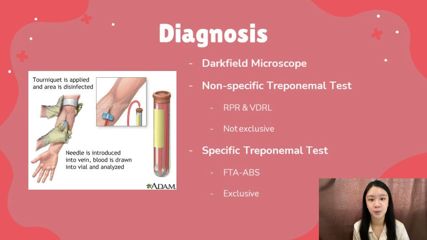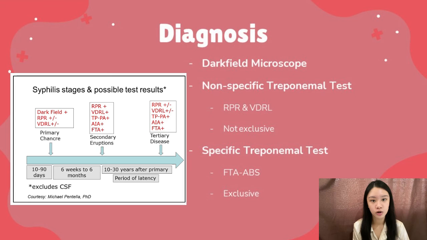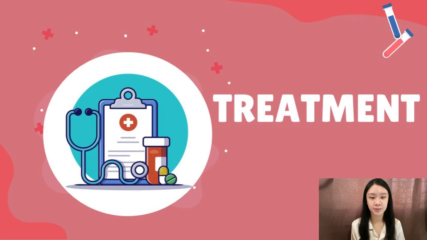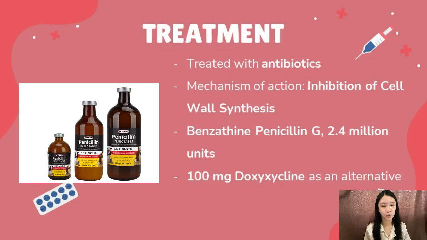For the specific treponemal test, it detects antibodies that specifically and exclusively target the T. pallidum, and this includes FTA-ABS. Also, the result for this test will only state if a person is positive or negative. Now, for the treatment and management. When diagnosed in its early stages, syphilis is easy to cure.